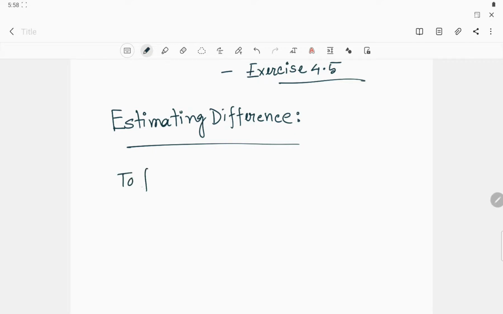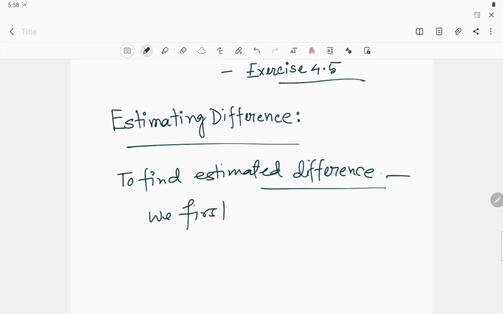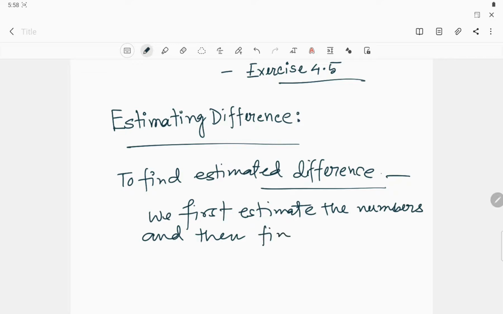So to find the estimated difference, we first estimate, you can say estimate or round off, the numbers that will be given, and then find the difference, right? First of all, you have to estimate or round off the numbers nearest to whatever is given, and then find the difference, right? Let's start the exercise 4.5.